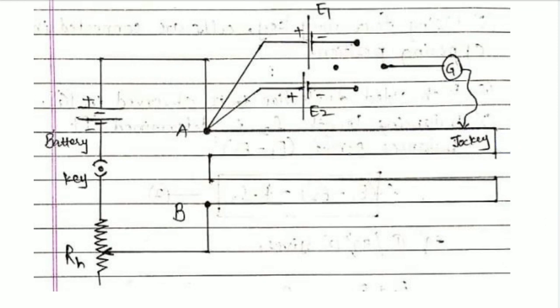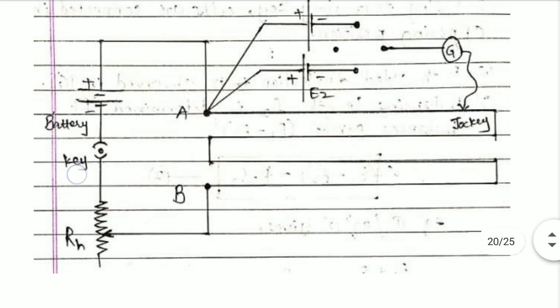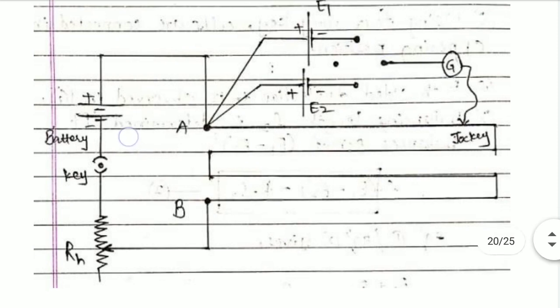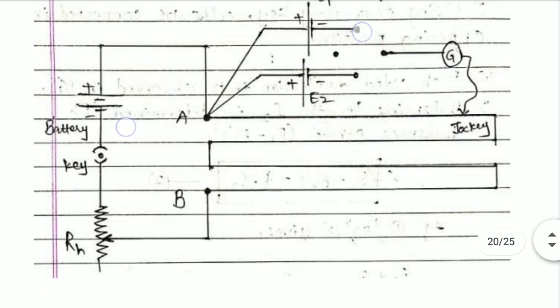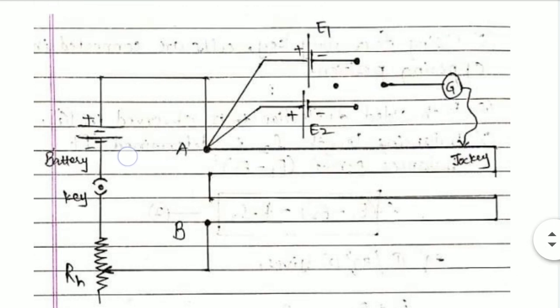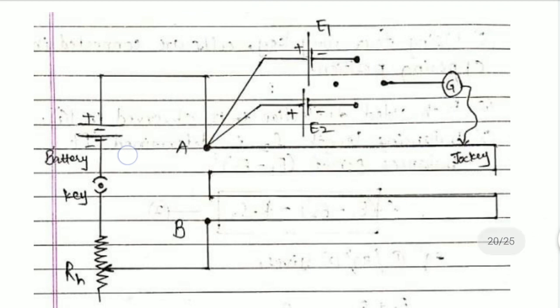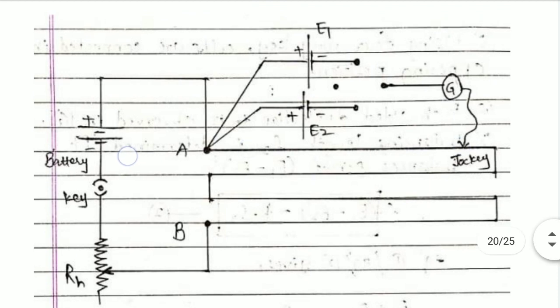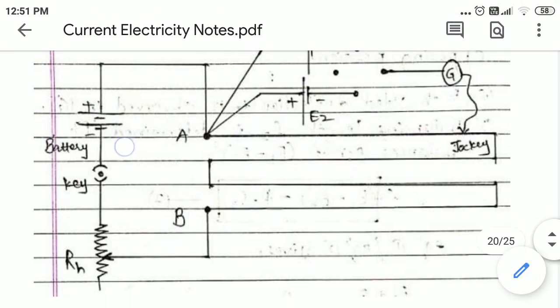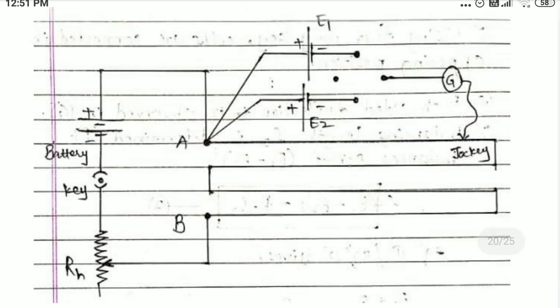So initially, when this key K in the primary circuit is inserted, we use this four-way key, and insert a key between this terminal and this terminal. When I put a key between these, cell E1 gets connected to the galvanometer in this secondary circuit. Then you can take your jockey, tap it once near point A, once near point B, and you will find that there is a both sided deflection, one at point A and one at point B. So here you can have a deflection here or here, both sided.